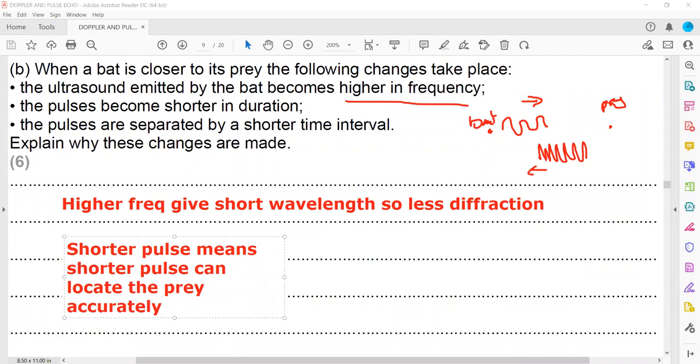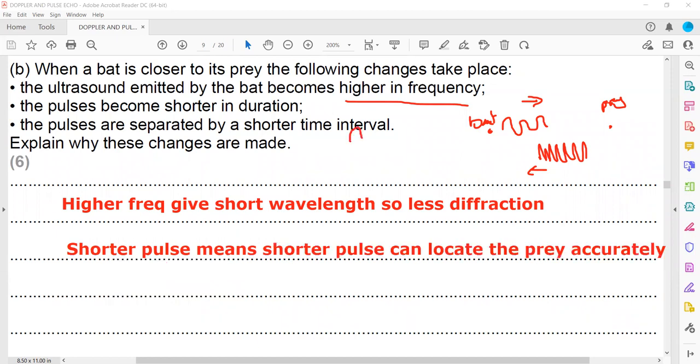So instead of sending a longer pulse, the bats start to emit shorter pulses. Like first, say this was the pulse emitted from the bat, but when it is approaching a prey, it starts to emit shorter pulses. For example, first the duration of the pulse is say 0.7 second, but then the same pulse it is sending 0.35 second. Because it is a shorter pulse, when it bounces back, it can locate the precise position of the object as compared to a longer pulse, because a shorter pulse increases the detail of the image.